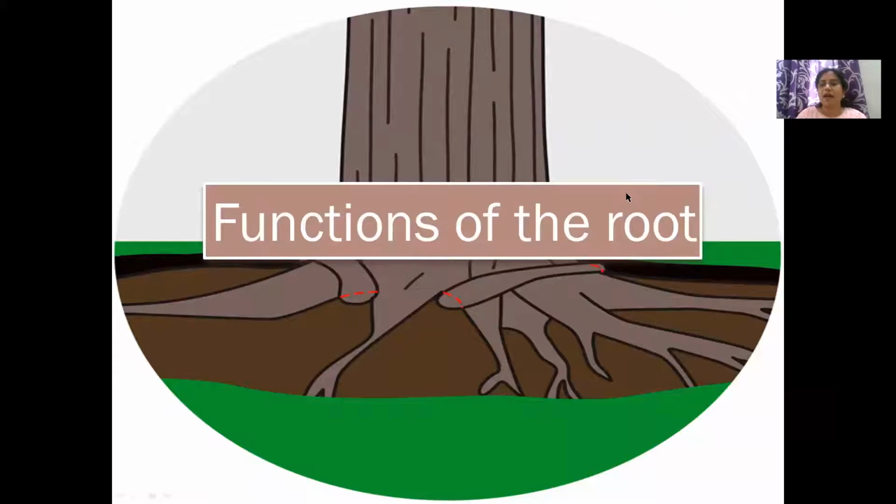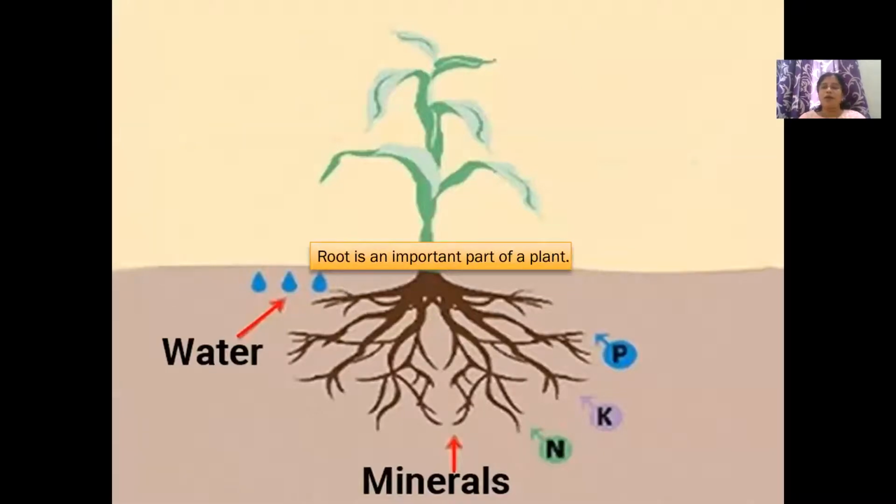Yes, the part of the plant which lies under the ground is called the root, right? Let us see their functions one by one. As we all are very much aware, root is an important part of a plant, right? Why? Because it helps the plant to stand straight above the ground, right? It binds the soil, it holds the soil in such a tight way as if it's a grip, and that plant grows above the ground.